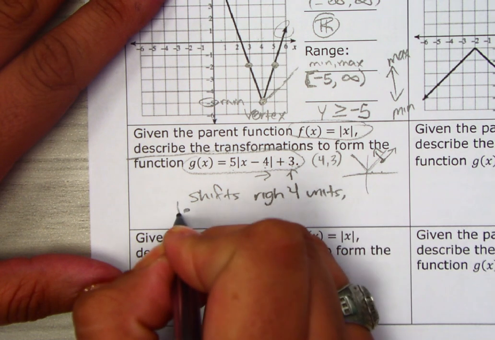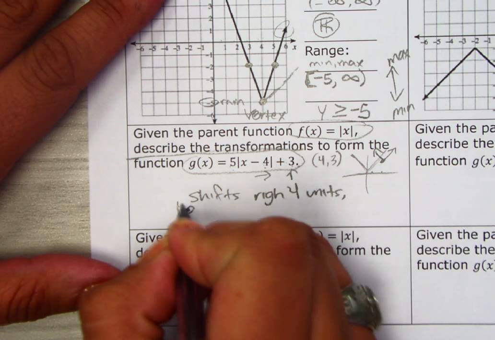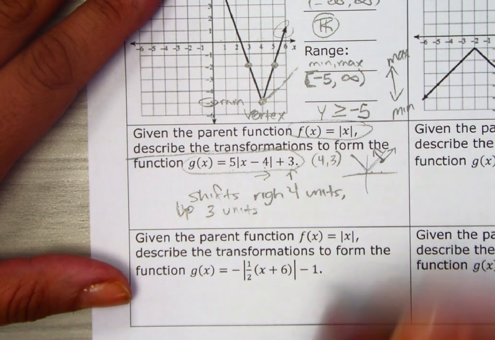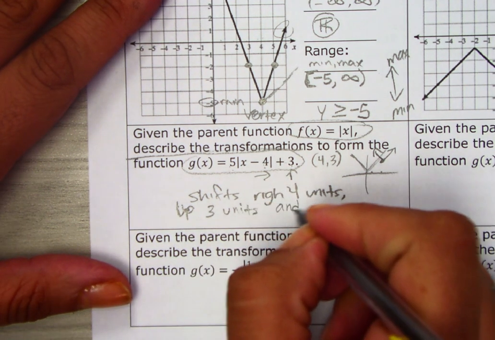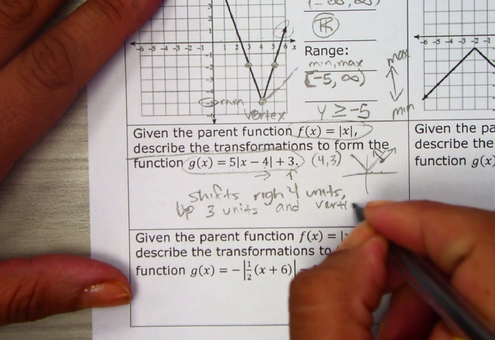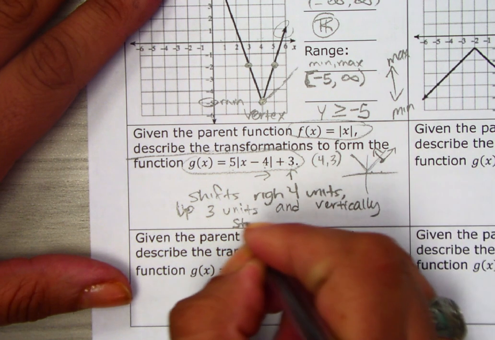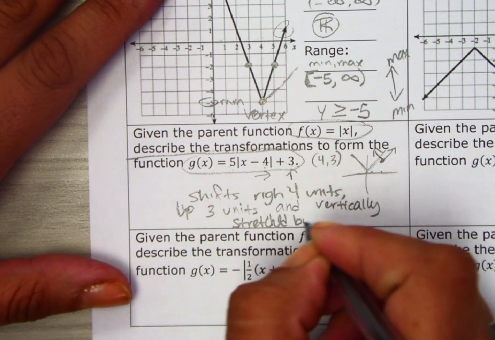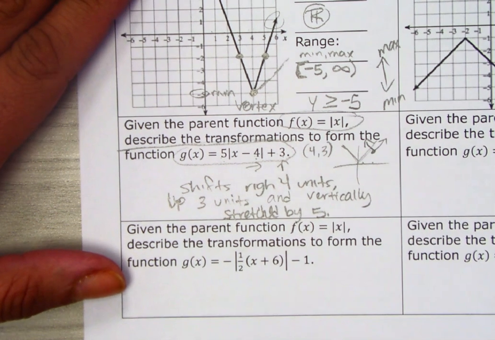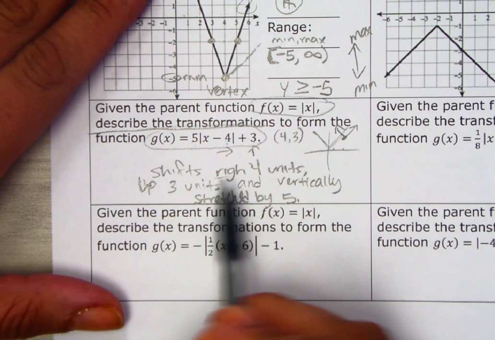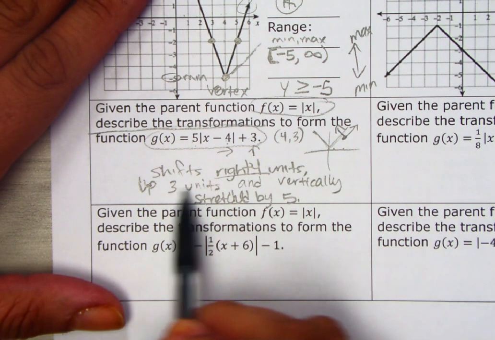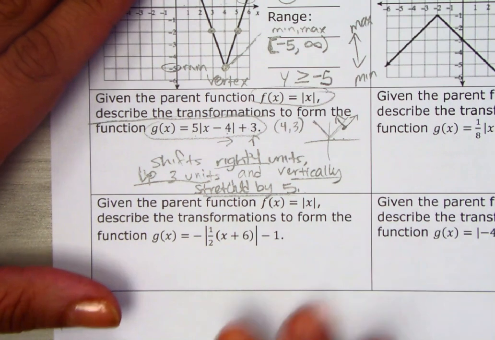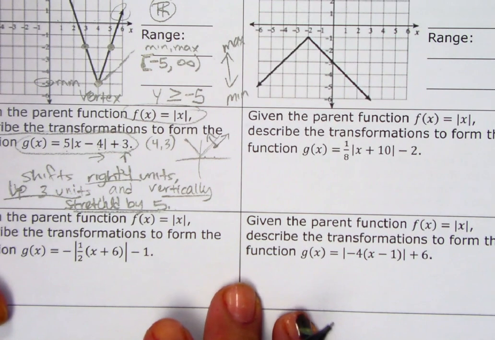left, no, I'm sorry, up 3 units, and it is vertically stretched by 5. Okay, so those are the 3 descriptions. Right 4 units, up 3 units, and vertically stretched by 5. Okay, so pause the video and try this example.